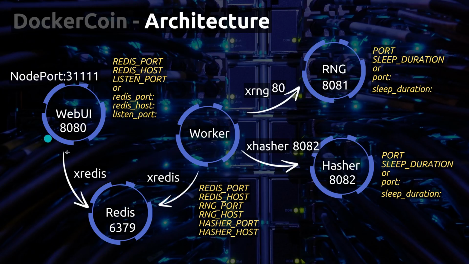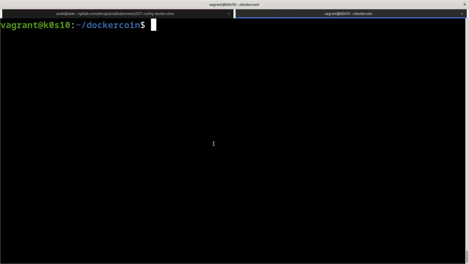And of course cluster IP2, kubectl apply -f and svc about our Redis. Now we can do the same thing with worker. Worker doesn't have a service, because we don't need to join the worker. The worker just pulls information about each component and pushes it inside the Redis, so we don't take care about how to join the worker, but we need to set how to join each component. So xrng port 80, xhasher port 8082 and the Redis with the same port. So how can we do that?